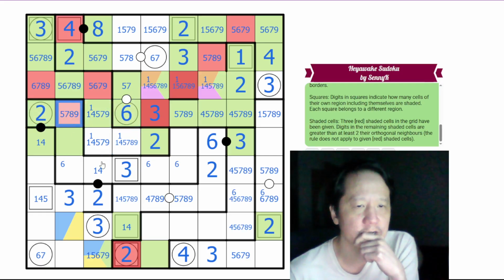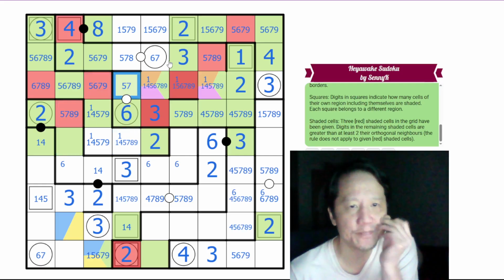because it's orthogonally, okay, shaded. 1 is not in the shaded cells, period.